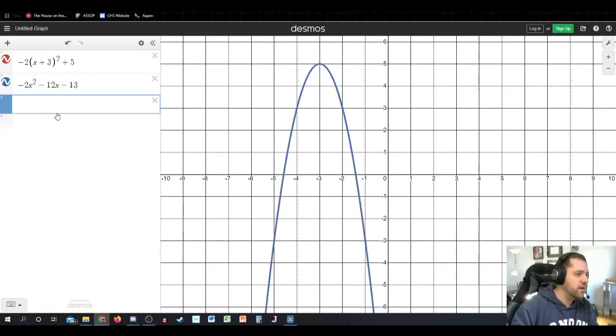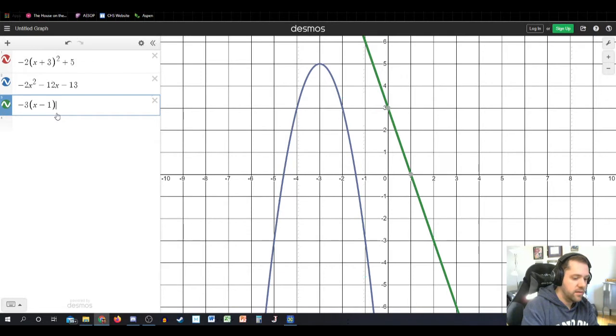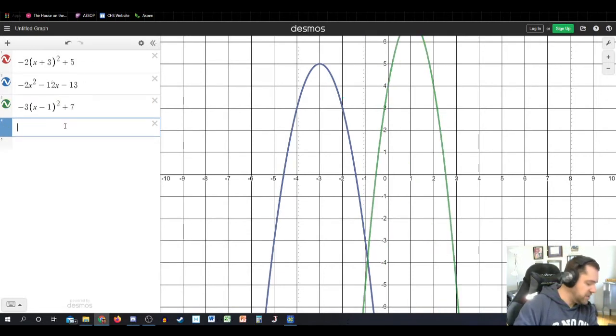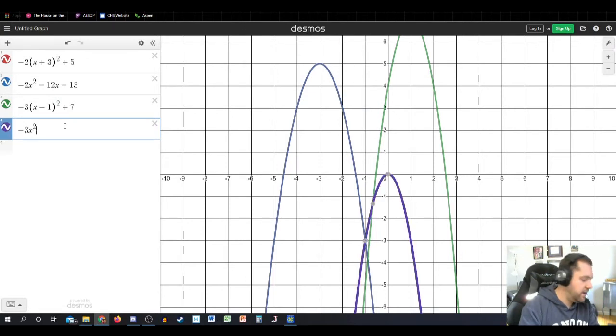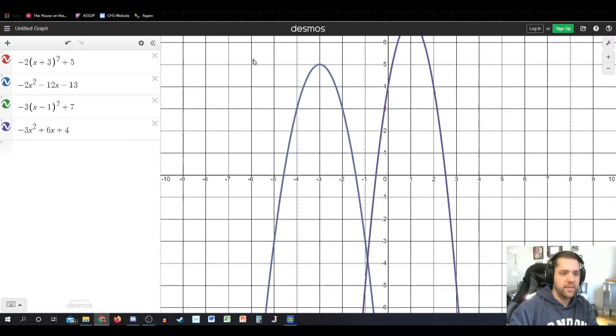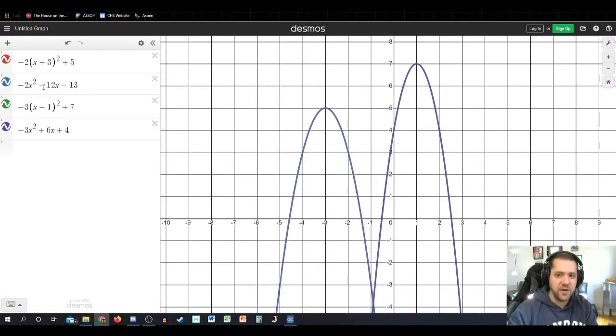If I look over here, do the same thing with the other function, we got negative 3 times x minus 1 squared plus 7. And I graph that same function here, negative 3x squared plus 6x plus 4. Bam. They exactly overlap, the exact same function. And notice with this second one, by the way, vertex at 1 comma 7 exactly is what we expect it to be. Same thing here. Okay? So just showing you that these are, in fact, the same function.